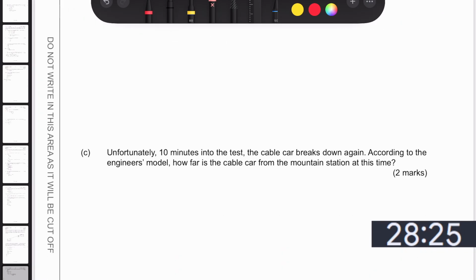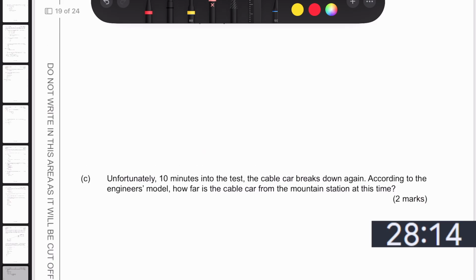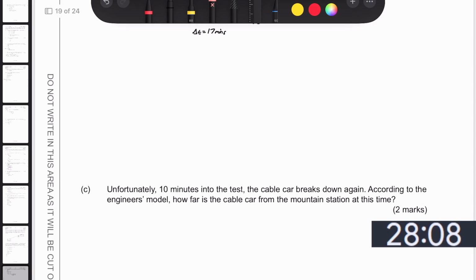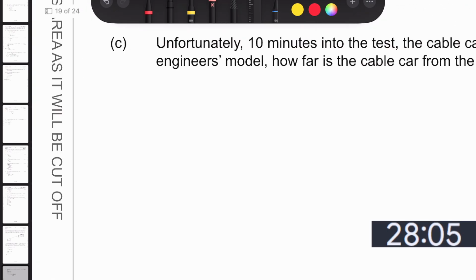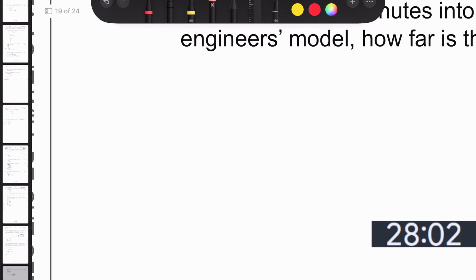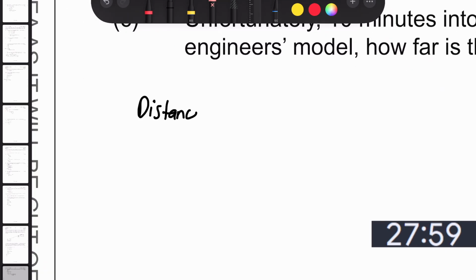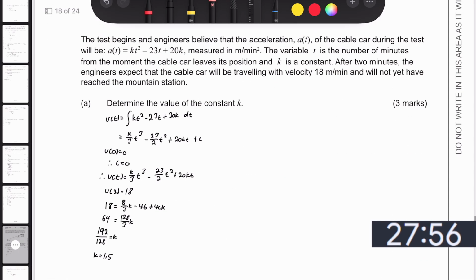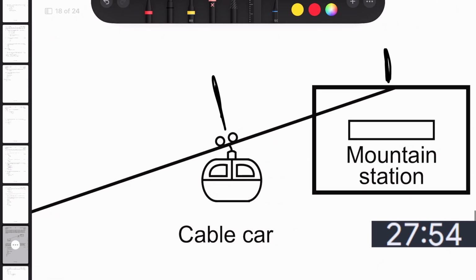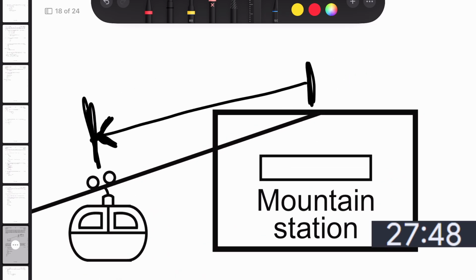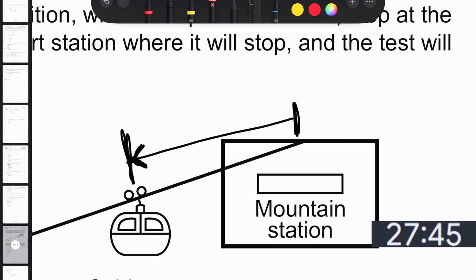Unfortunately, 10 minutes into the test, the cable car breaks down. According to the engineer's model, how far is the cable car from the mountain station at this time? How far? 10 minutes into the test. So let's do distance. So this is going to be from, so 3 minutes is here, 10 minutes is here. It's all in the same direction. So it's going to be a positive.